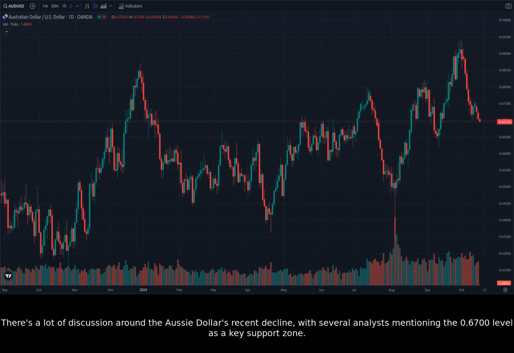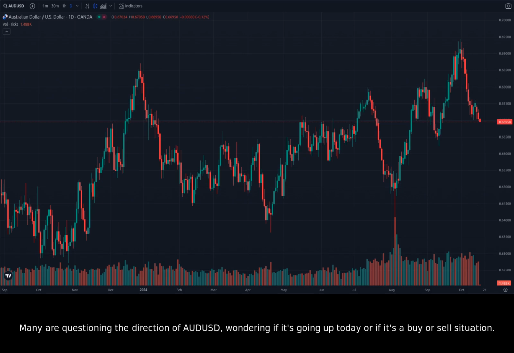There's a lot of discussion around the Aussie dollar's recent decline, with several analysts mentioning the 0.6700 level as a key support zone. Many are questioning the direction of AUDUSD, wondering if it's going up today or if it's a buy or sell situation. The general consensus seems to be that AUDUSD is facing some downward pressure, but finding support at 0.6700. Now, let's turn our attention to the charts and see what they tell us.